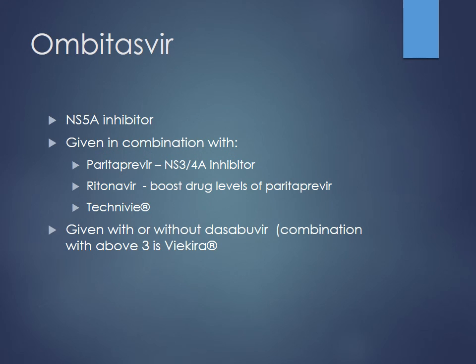You have ombitasvir. This is an NS5A inhibitor, again similar to Daklinza. This one is often given in combination with either paritaprevir, which can inhibit that NS3-4A protein, or it actually can sometimes be given with ritonavir. And so it's kind of a 3-drug regimen. That ritonavir is again used as a 3A4 inhibitor, so it boosts up levels of that paritaprevir. And so this regimen is either given with or without dasabuvir, and so you'll see some different combination products. And again, it's all related back to what type of resistance the patient has already developed, especially if they have a long-standing infection, or if they have certain types of genotypes.